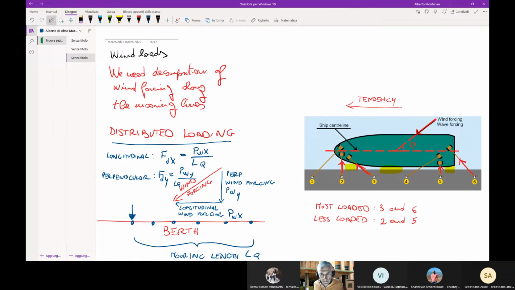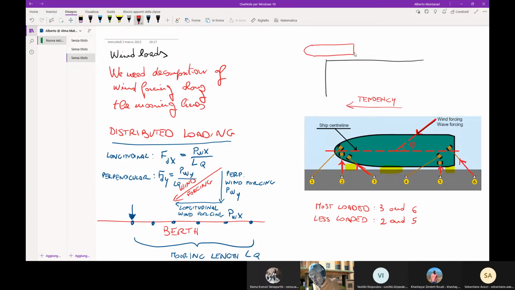Now, this is, of course, a very simplified scheme. This is a long berth with a ship that is perfectly anchored. We may have some situations where we have to consider particular extra forcing that may happen. So, for instance, let me make this sketch. Let's suppose that you have a berth that has an angle, and the ship is berthed in this way. Sometimes this happens.